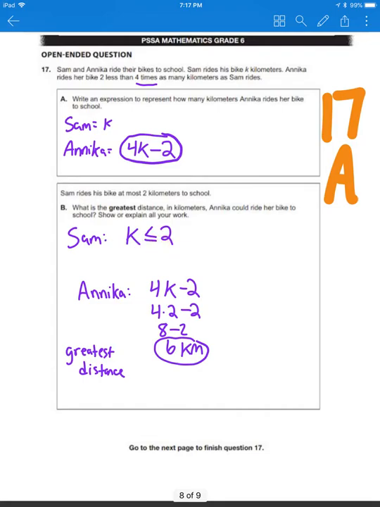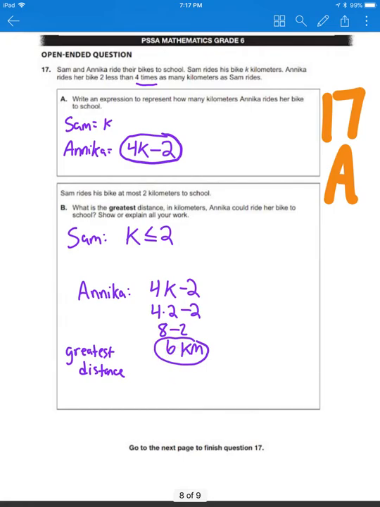And I put that 2 in Annika's. I wrote down her expression. Then I put 2 in. I put 4 times 2 minus 2. And I solved it. 8 minus 2 and got 6. So this is my answer. So because it says show or explain all of your work, if this is all you show, you're going to get the highest points because you showed the expression, you showed your work, your answer is clear.